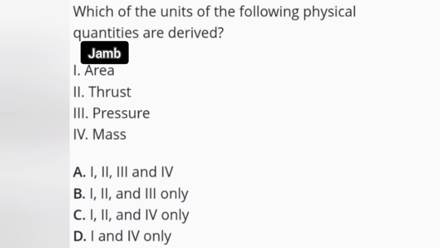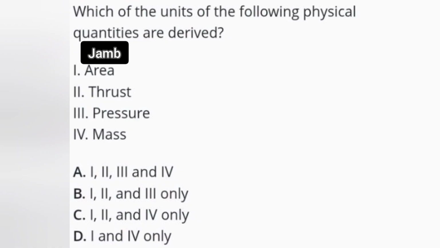Looking at this JAMB past question, we have a dilemma in our hands. The question goes as thus: which of the units of the following physical quantities are derived? I, area; II, thrust; III, pressure; IV, mass. Let's pick it apart one after the other before we come to conclusion on which answer is actually the correct one.